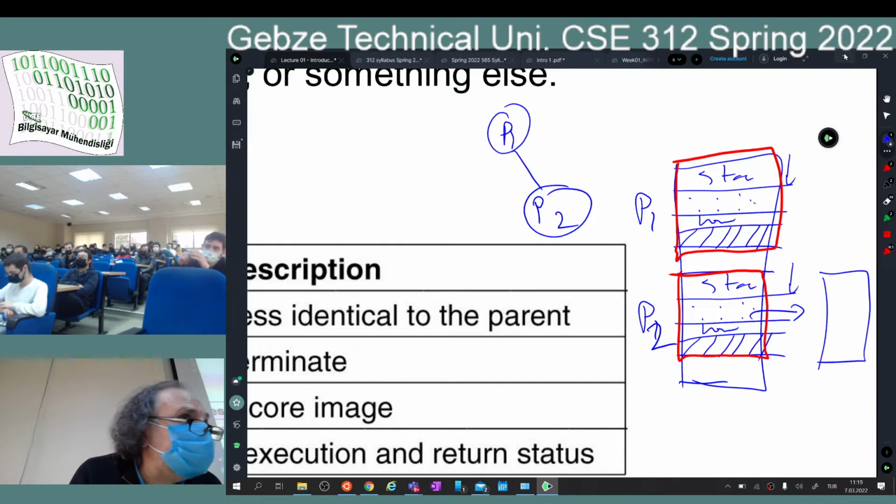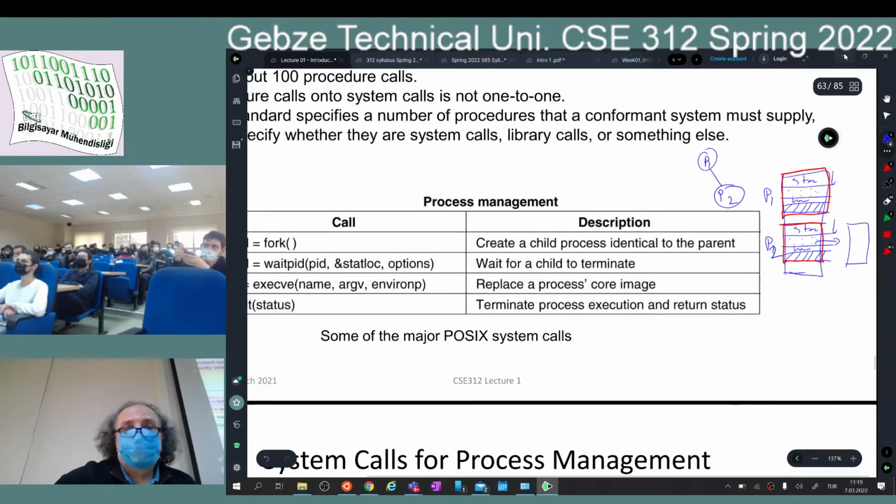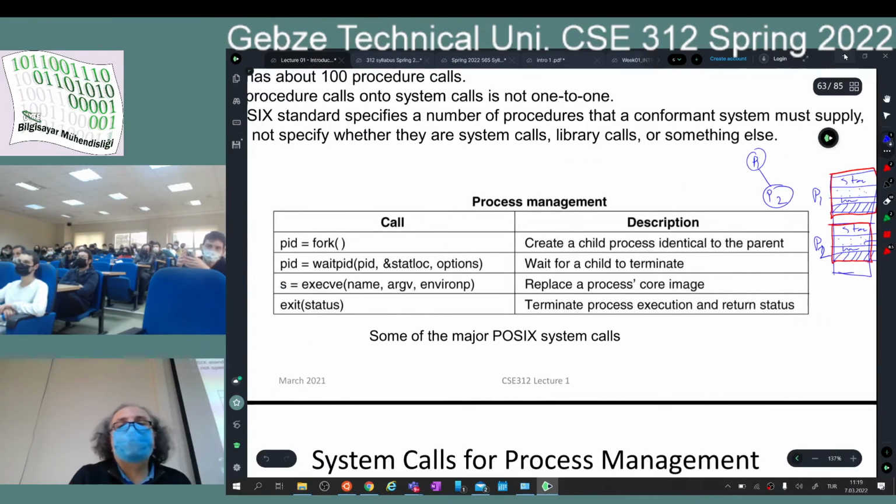I was asking about the exec system call. After calling exec, does the address space change? Okay, so I took his question wrong. Your name is Kamil, right? Yeah, Kamil. So Kamil's question is, when we do the execve, does the address space change?